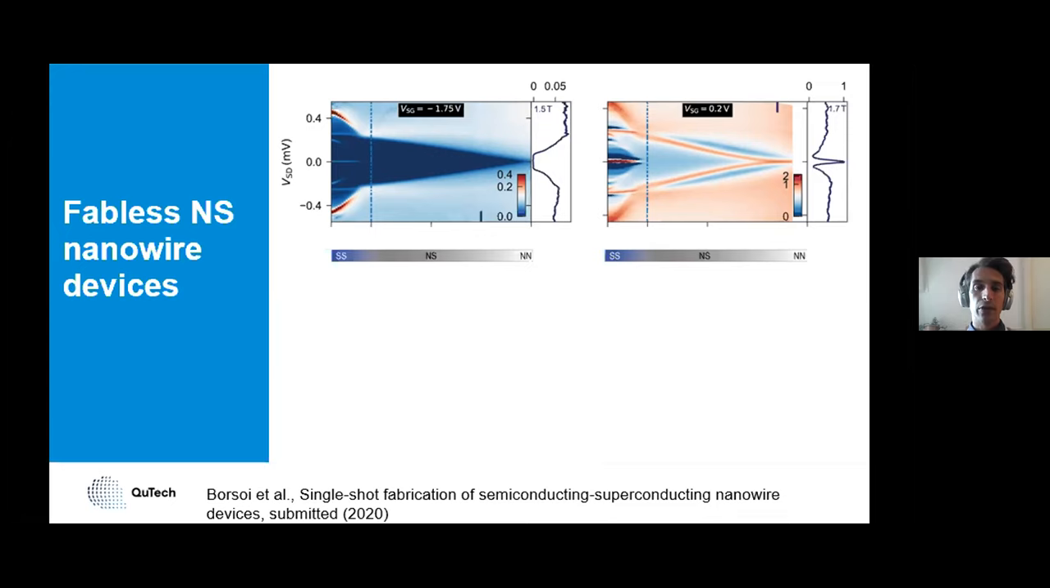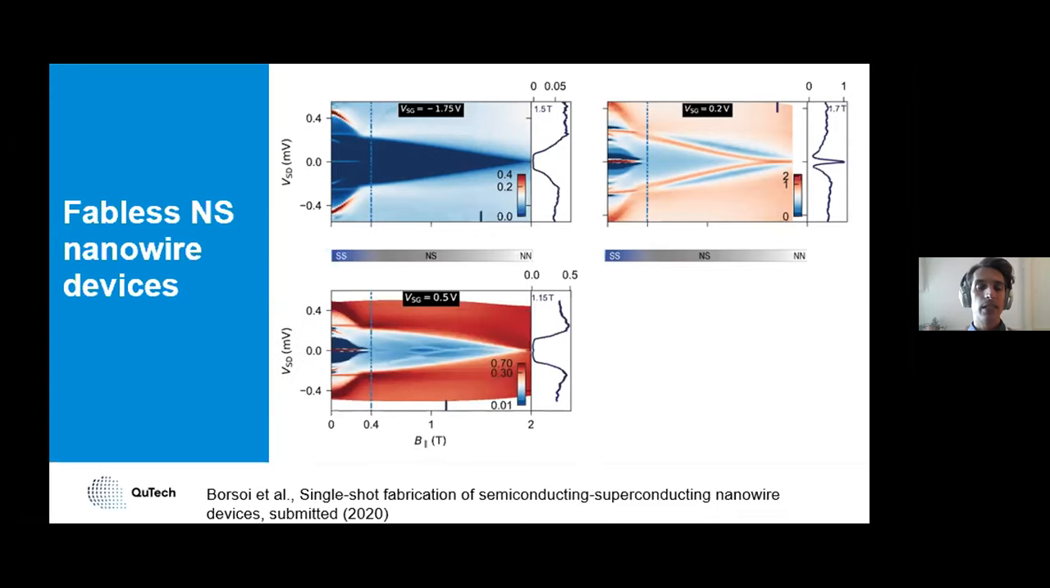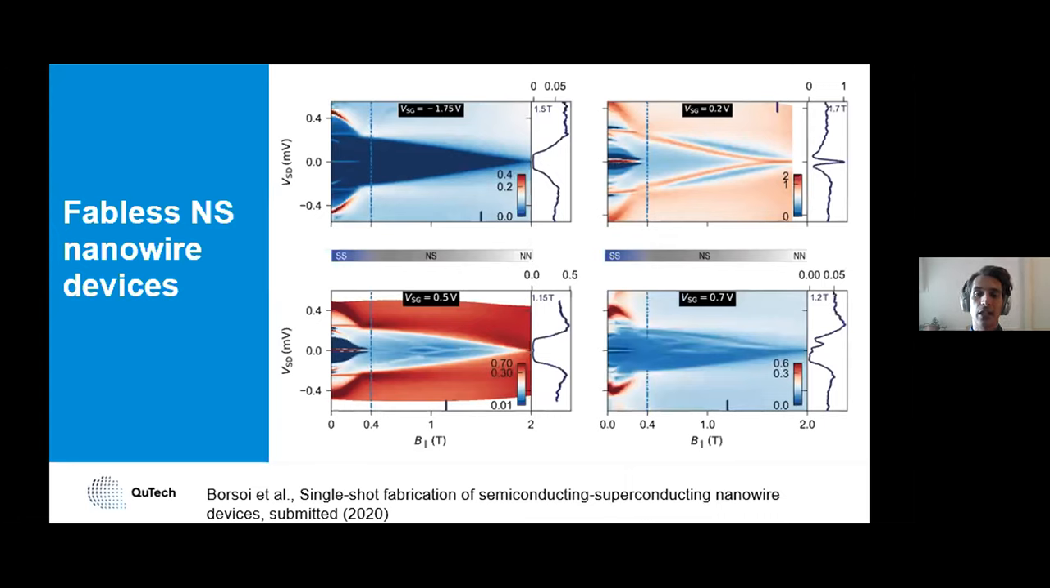But let's increase the super gate further. What happens is that now we start to populate a larger number of bands in the nanowire. As a consequence, we see a larger number of states coming down. This is at 0.5 volt and slightly larger at 0.7 volt. So upon increasing the supergate voltage, we are renormalizing the g-factor and probably the induced gap at low field, which is something that you can already see. So I hope these features are clear to all of you. Otherwise, we will have a question.